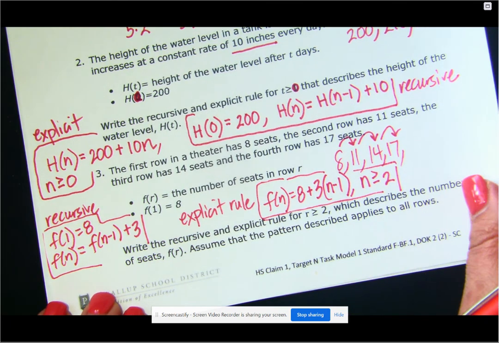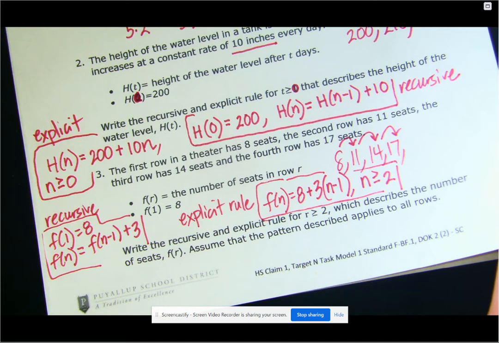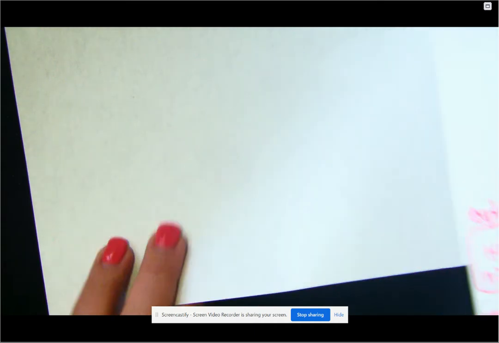And keep in mind, guys, when you take your Performance Matters test later this week, it's going to be multiple choice. Okay? All right, last one.